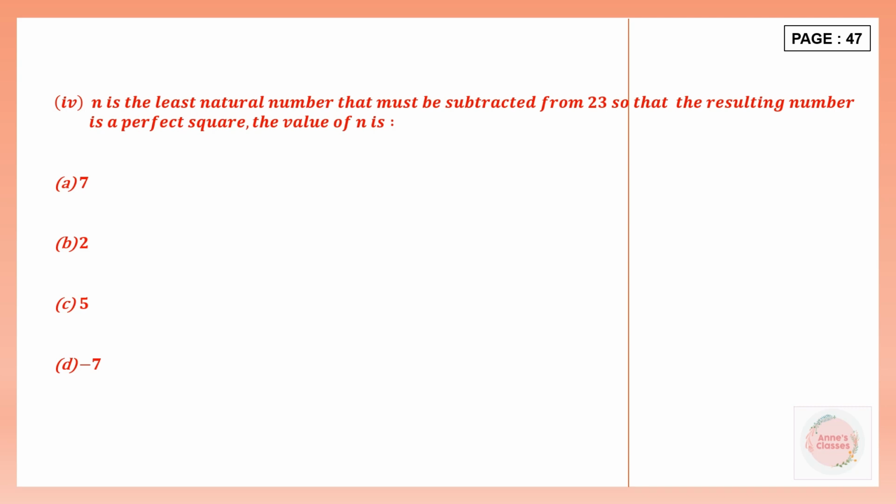So let's start with the first option. So let's take 23, and the first option given to us here is 7. So let's minus 7 from this and see what we get. 23 minus 7 is 16, and 16 is a perfect square because the square root of 16 is 4. 4 fours are 16. So 16 is a perfect square. So when we subtracted 7 from 23, we are getting a perfect square. That means the value of n is 7. So our answer is option A.